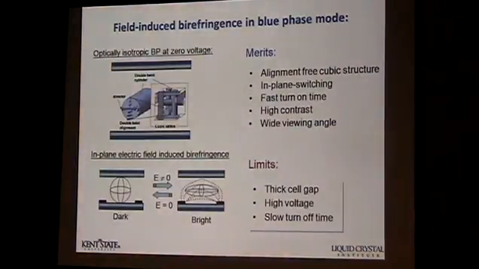So the advantages for this type of device include being alignment-free, a cubic structure, in-plane switching field, fast turn-on time, high contrast, and wide viewing angle, but they also have some limits. What are the limits here? They require thick cell gaps to induce enough birefringence between the dark state and bright state. So the dark state and bright state need to be enhanced by use of a thick cell.